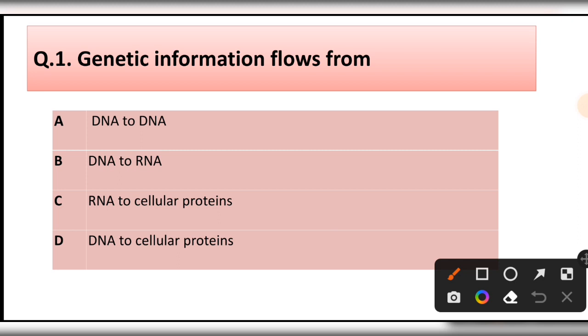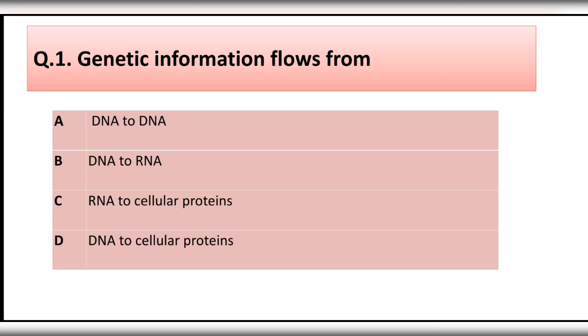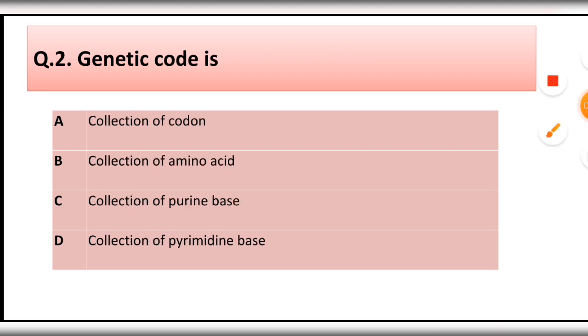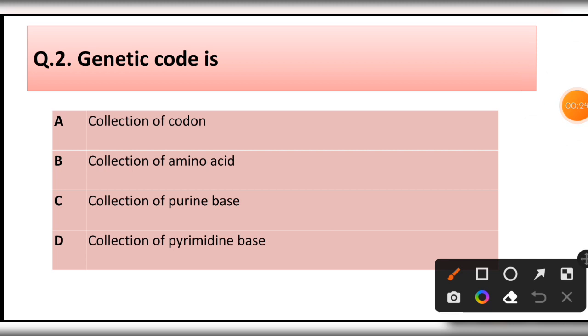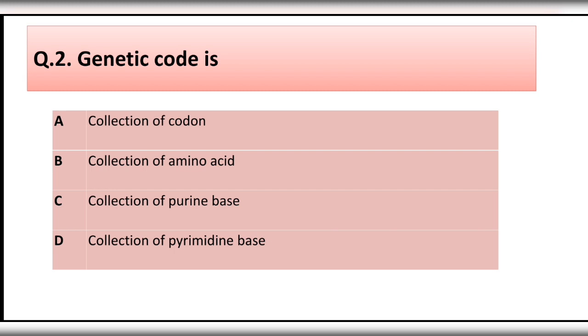Question number 1. Genetic information flow from DNA to DNA, DNA to RNA, RNA to cellular proteins, DNA to cellular proteins. Correct answer is option B, DNA to RNA. Question 2. Genetic code is a collection of codons, a collection of amino acids, a collection of purine bases, a collection of pyrimidine bases. Correct answer is option A, collection of codons.